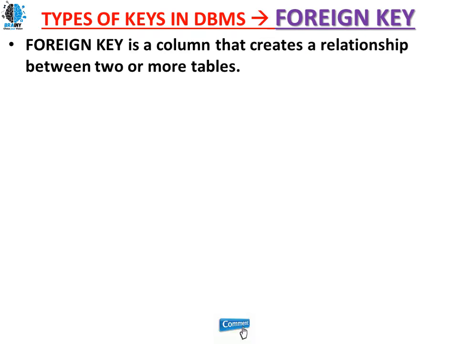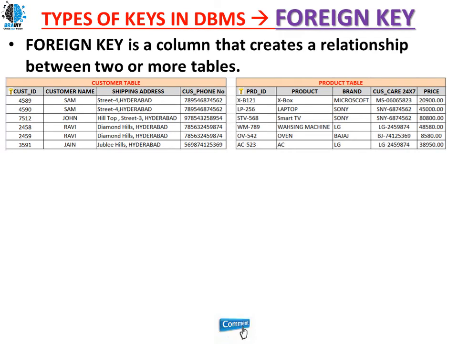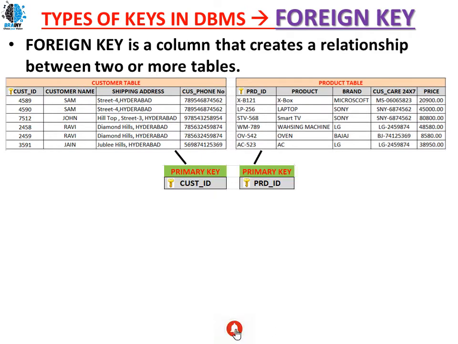Foreign key is a column that creates a relationship between two tables or more than two tables. The foreign key's main purpose is to have a relationship between two or more tables. So let's consider these two tables. I have a customer table and a product table. Each table, you can see, has a primary key. In the customer table, customer ID is a primary key. In the product table, product ID is a primary key.